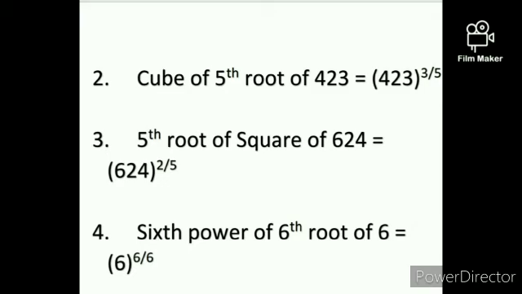Next, 6th power of 6th root of 6. Come on. Yes, 6 in the bracket. 6 upon 6. Why 6 upon 6? Because the power is also 6 and the root is also 6. So, sixth power of sixth root of 6 can be expressed as 6 raised to 6 upon 6.